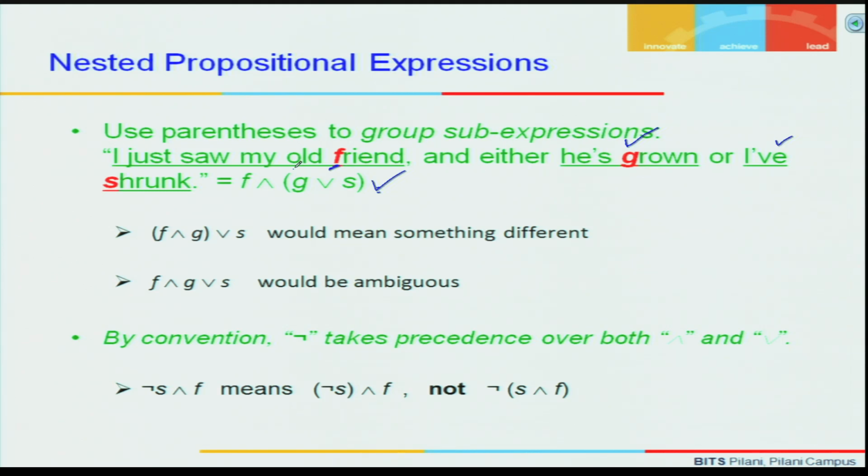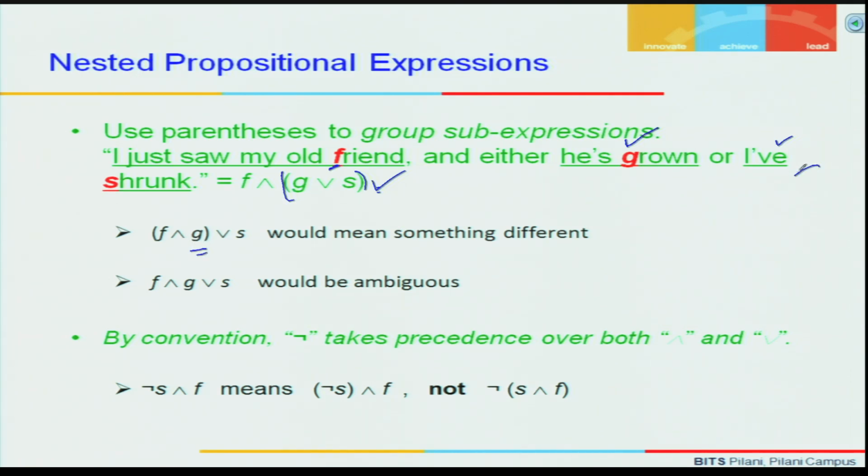This is a correct way of doing it because it is exactly matching what is given to us in English. If you have written it this way, F and G or S, it means that I just saw my old friend and he is grown, or I have shrunk. But what is told to us is not that. What is given to us is, I just saw my old friend, and then the other statement is coming. Hence you have to put parentheses here, not here.